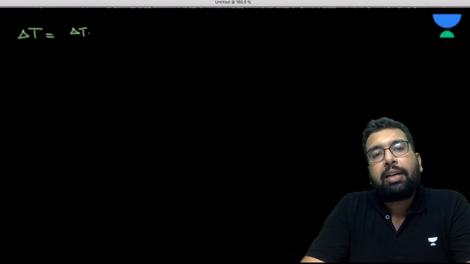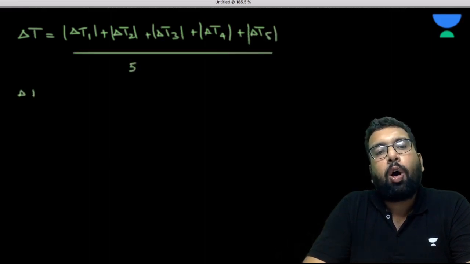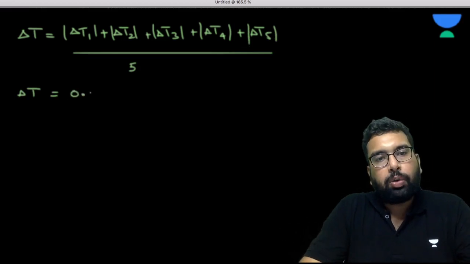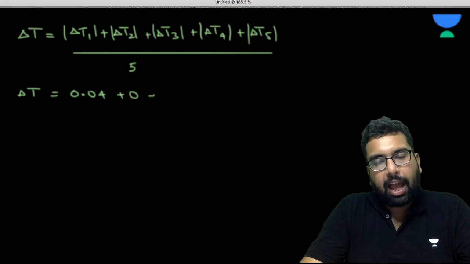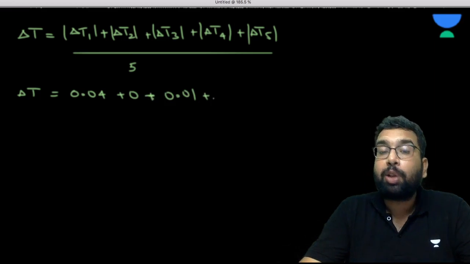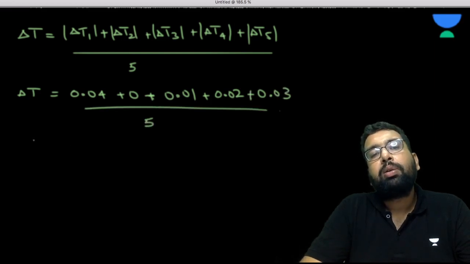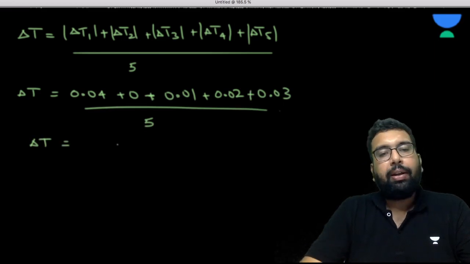Mod of delta t1 plus mod of delta t2 plus mod of delta t3 plus mod of delta t4 plus mod of delta t5, upon 5. Now when I put all the values, we have 0.04, then 0, then 0.01. It was minus 0.01, but we have taken the mod, right? Absolute error, the concept of absolute error. Such questions are rarely asked, but if you are able to do these kinds of difficult questions, that means you have understood the topic very well. So this is going to be 0.02.